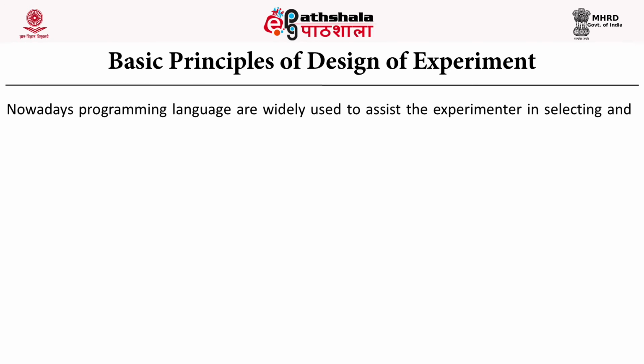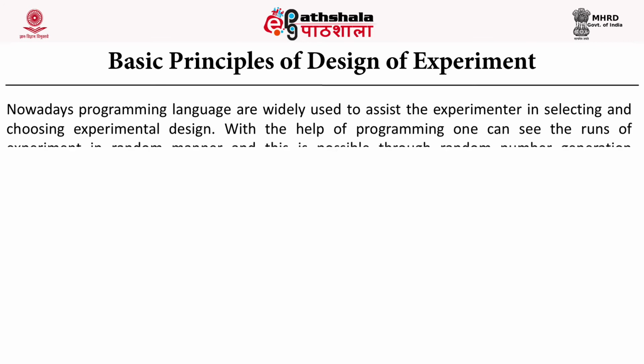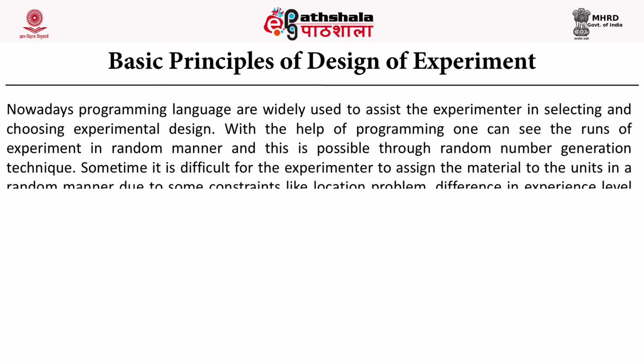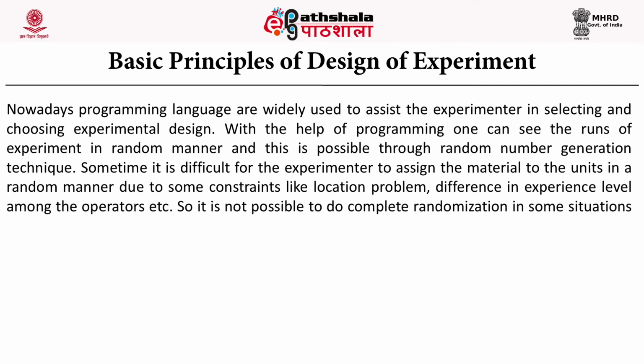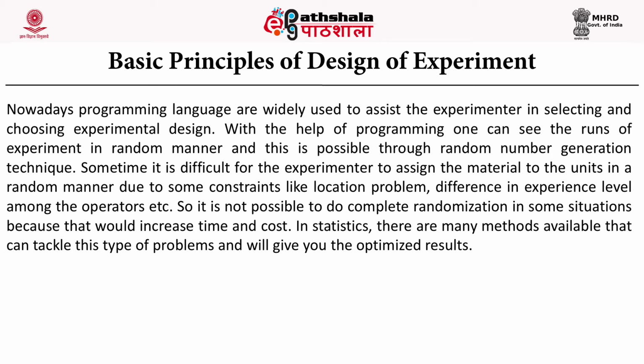Nowadays, programming languages are widely used to assist the experimenter in selecting and choosing an experimental design. With the help of programming, one can see the runs of the experiment in a random manner, and this is possible through random number generation techniques. Sometimes it is difficult for the experimenter to assign the material to the units in a random manner due to some constraints like location problems, difference in experience level among the operators, etc.